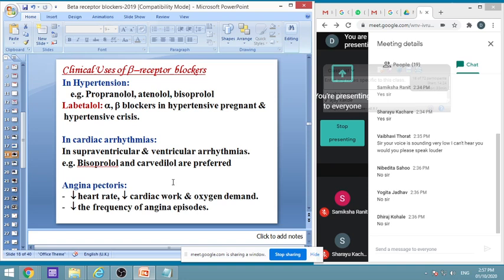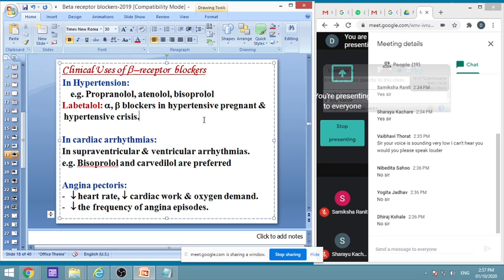Then, how they are used in hypertension: propranolol, atenolol, bisoprolol, labetalol are used. Labetalol is particularly preferred in pregnancy, in hypertensive pregnant women and hypertensive crisis, because it blocks both alpha and beta and therefore has a dual effect. In pregnancy it is safer for the fetus and the mother both. There are only 2 drugs preferred for hypertension in pregnancy: labetalol and alpha methyl dopa.